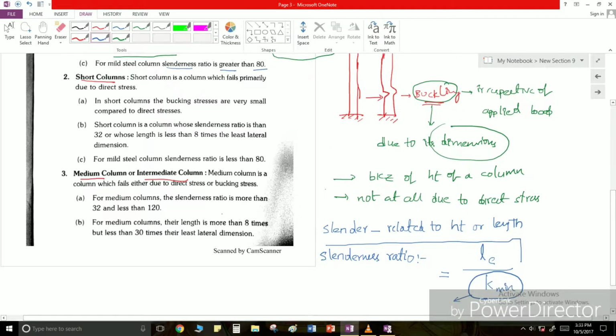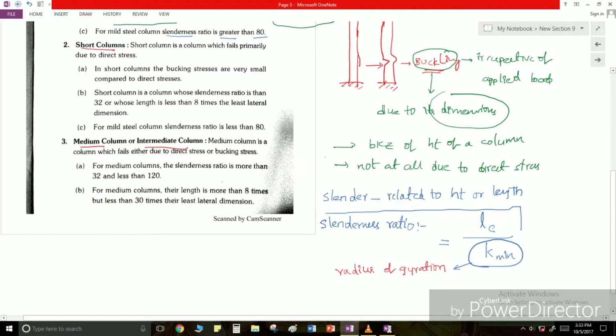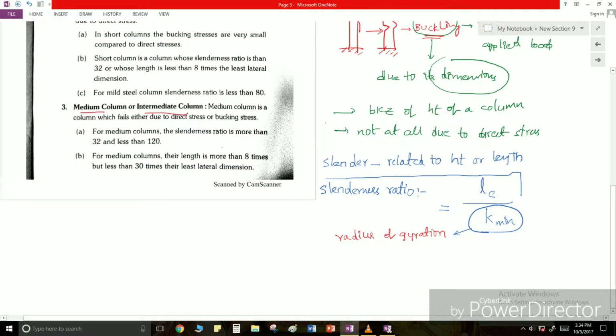So here I have to discuss what is radius of gyration. I will write here. Radius of gyration. What is radius of gyration? The radius of gyration, very important topic.